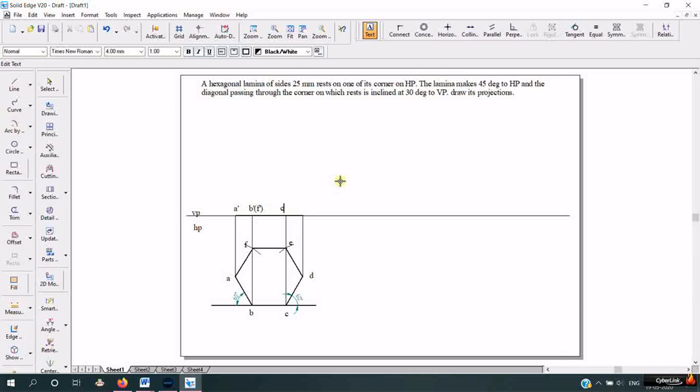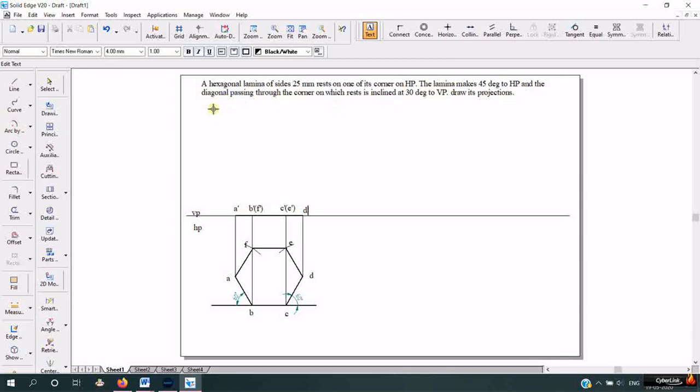This is C dash, and next this is C dash, this is D dash. So now this is the initial D dash, the first position. This is the initial position, first position to HP. So what about the second position?